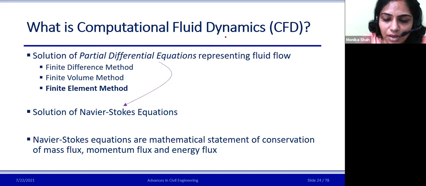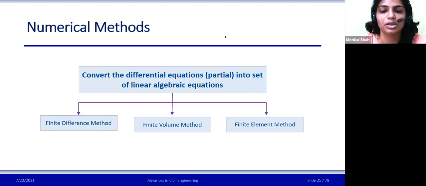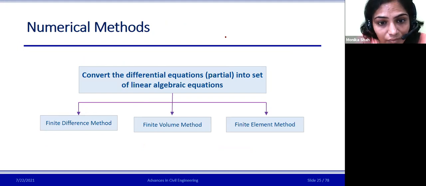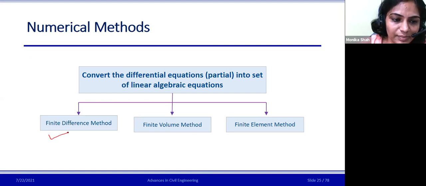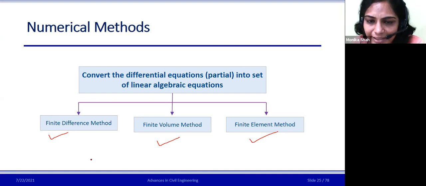Now the question is how these partial differential equations get solved. As we have discussed, computational fluid dynamics is the one which gives the solution of your partial differential equations. These partial differential equations are based on the fluid, right? And CFD is going to solve them. Now the question is how to solve those equations. There are three basic methods through which almost all the equations can be solved. The first one is the finite difference method, then the finite volume method, and the finite element method. We'll discuss them in brief from the next slide.